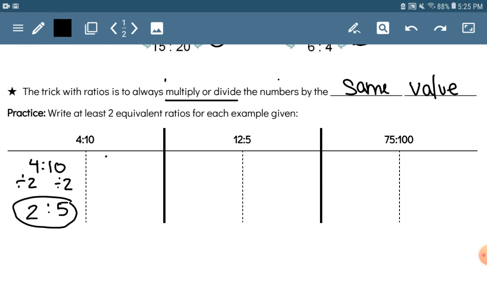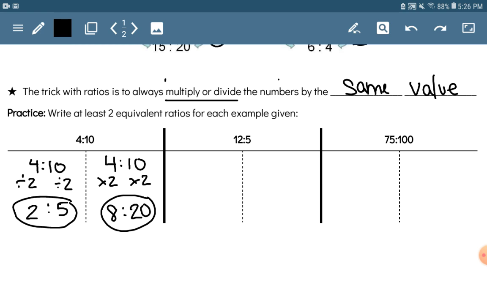I need one more, so I'm going to again start thinking about this 4 to 10. Unfortunately, they do not have any other common factors or things we can divide them by, so now I need to think about multiplication. You can really multiply them by any number you want as long as you are using the same number to multiply both 4 and 10 by. Since you get to pick, I'm going to pick something easy. I'm going to multiply by 2 on both sides. 4 times 2 is 8. 10 times 2 is 20. And again, since I multiplied them by the same number, 8 to 20 is an equivalent ratio.